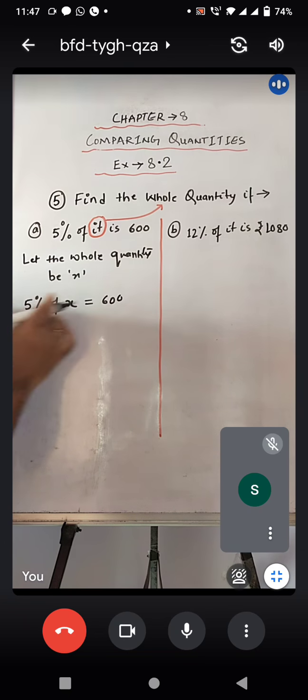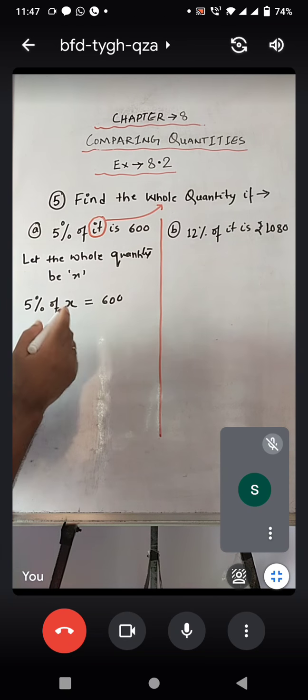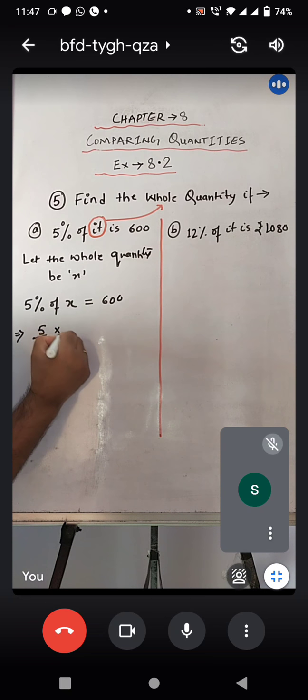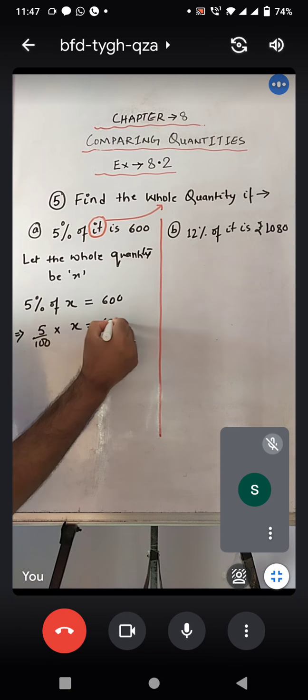So this is how you convert the statement into equation form. Now we have to find the value of x. On the next line, in place of 5% we will write 5 by 100, in place of "of" we write into, then x is equal to 600.